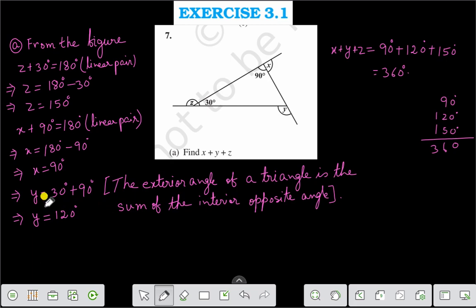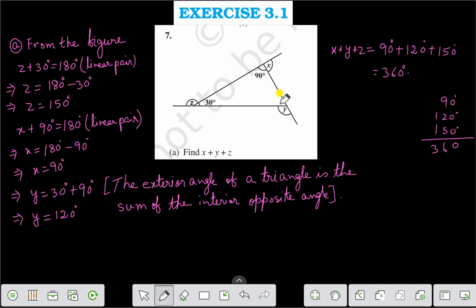Right? Here y is equal to 30 plus 90. You can find it in another way also. We know that the sum of the angles of a triangle is 180 degree. In this way you can find this angle, and after that y plus this is 180 degree, and you will find the value of y also. Or you can use this theorem that the exterior angle of a triangle is the sum of the interior opposite angles. That is y is equal to 30 plus 90 degree. This will be easy, right?